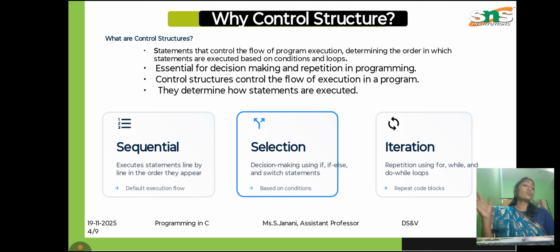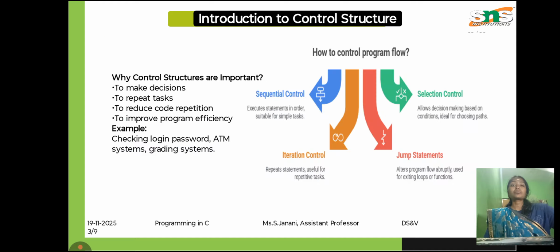The jump statement also plays a different role in controlling the execution of the program. First we are going to see about the control structures. Control structures are important to make decisions, to repeat tasks, to reduce code repetition, and also to improve program efficiency. For example, we can choose the ATM system, the grading system, and checking a login password.